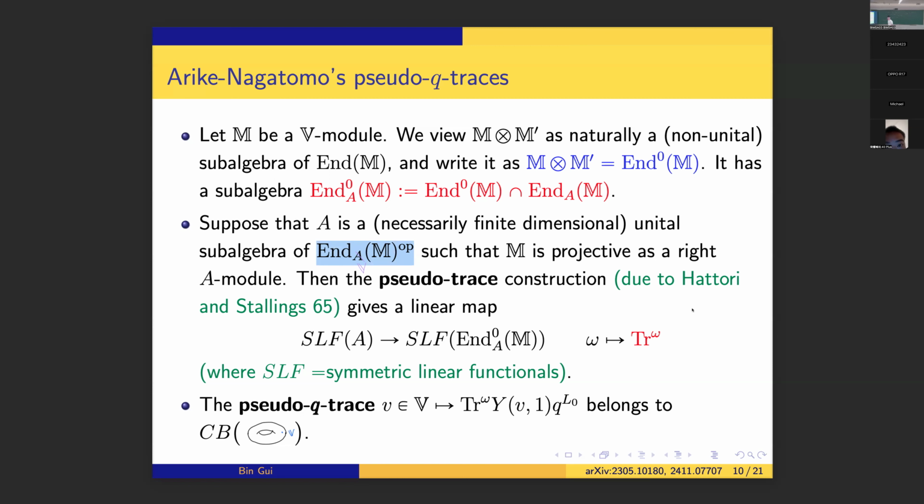Is the trace positive? No, it's not positive. When I consider all the possible linear functionals, it could be any complex scalars. Well, it depends on omega, like if I pick the right omega.